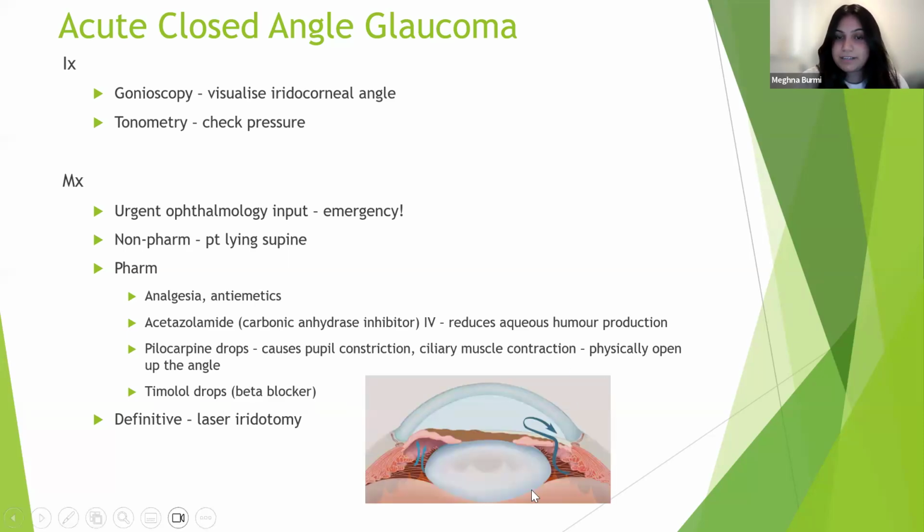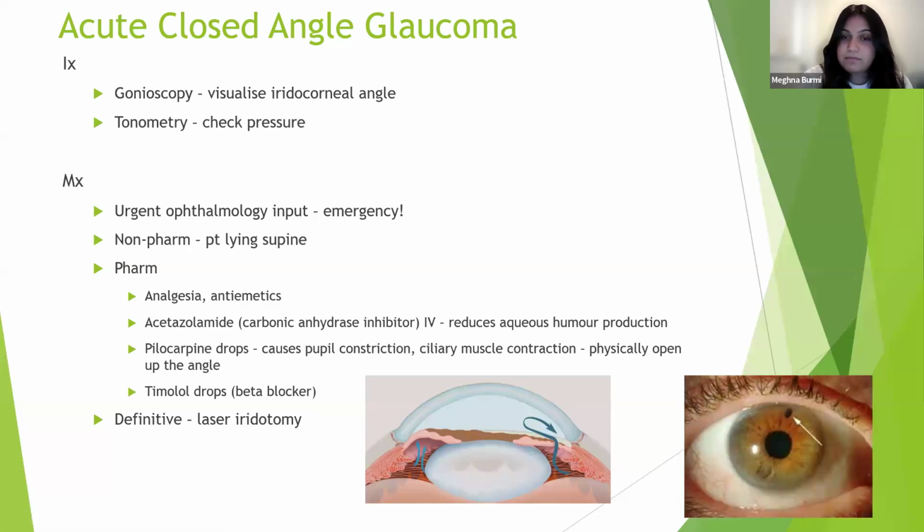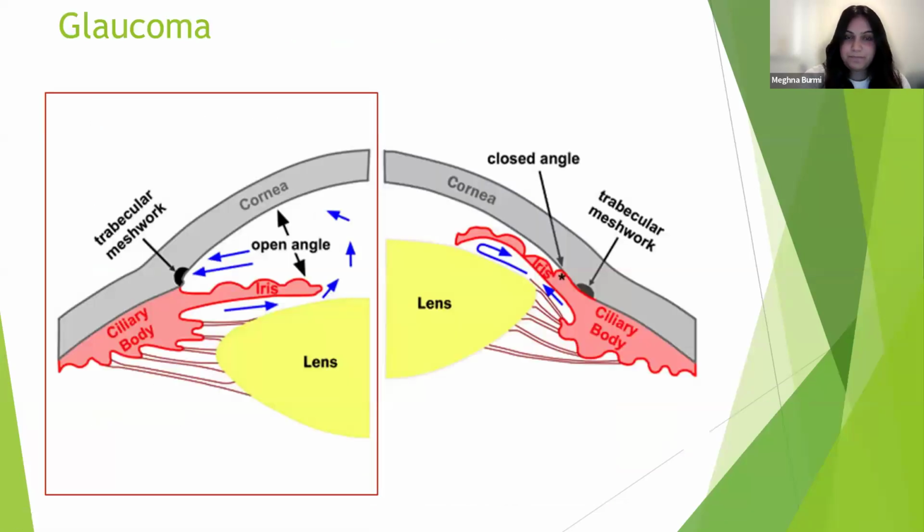So in a laser iridotomy, what we're doing is making a little hole in your iris, and that allows for the fluid to pass from the posterior to your anterior chamber. So even if it gets blocked up, we're not going to have that sort of acute closed angle glaucoma picture. And that's what it looks like when it's done in person.